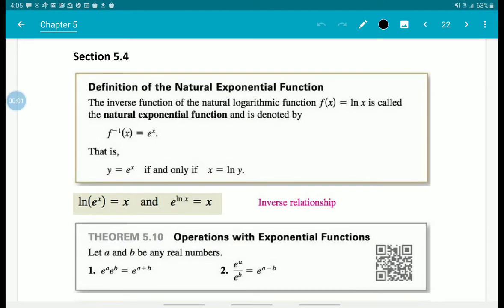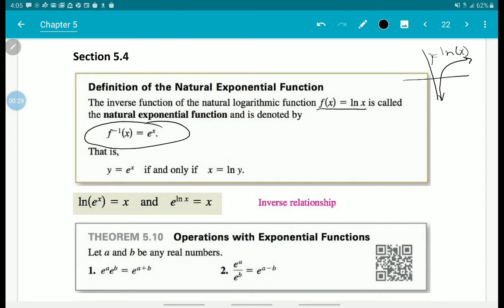So now we're going to move on and talk about the natural log function. We talked about f of x equals ln of x. That's the natural log function. But since that function is a function, so it passes the vertical line test, and since it's one-to-one, then it must have an inverse. And the inverse of the logarithmic function is the exponential function e to the x.